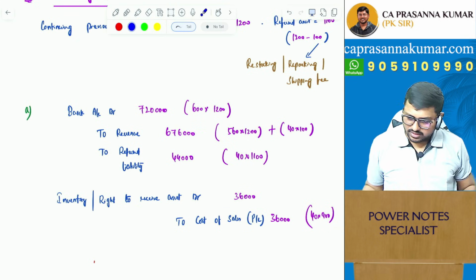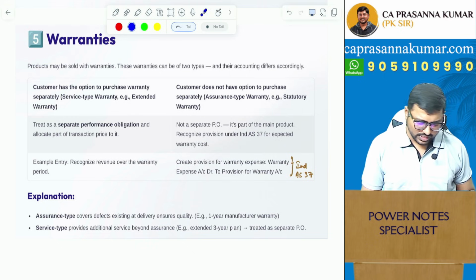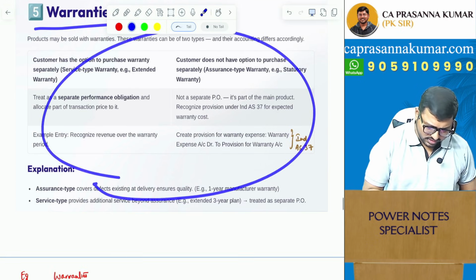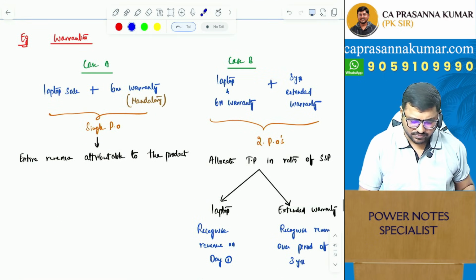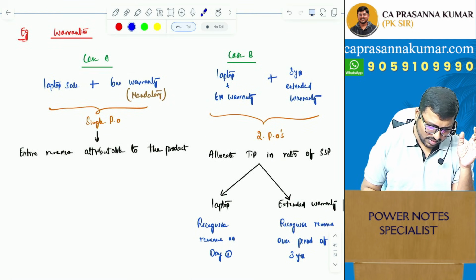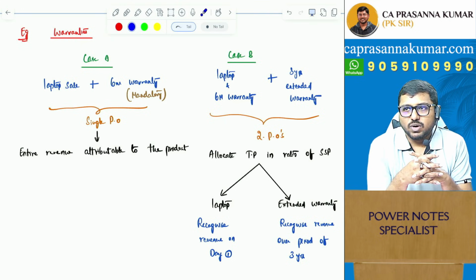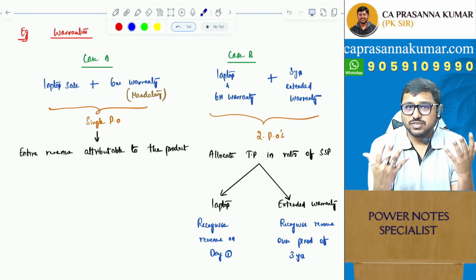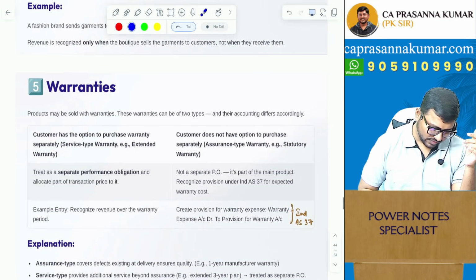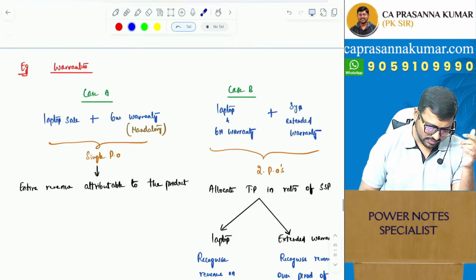Everybody? Right. Fantastic. Now, next concept is warranties. Very simple when it comes to warranty. All this stuff we'll try to understand from the examples here. When it comes to warranty, please try to understand that there are two types of warranty. One is assurance type warranty, the other one is service type warranty. You need to remember these words.